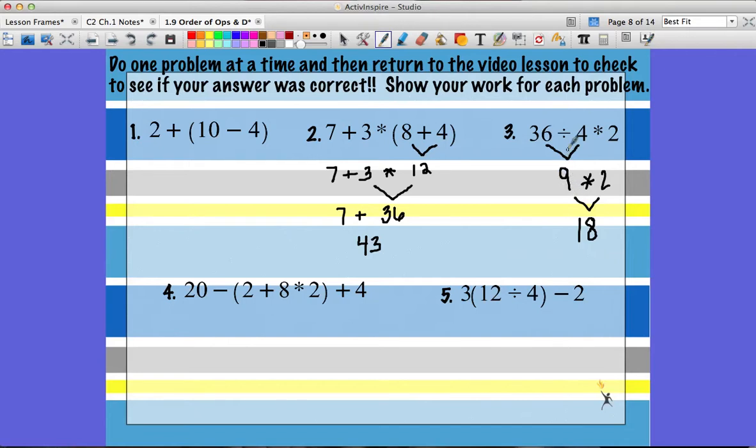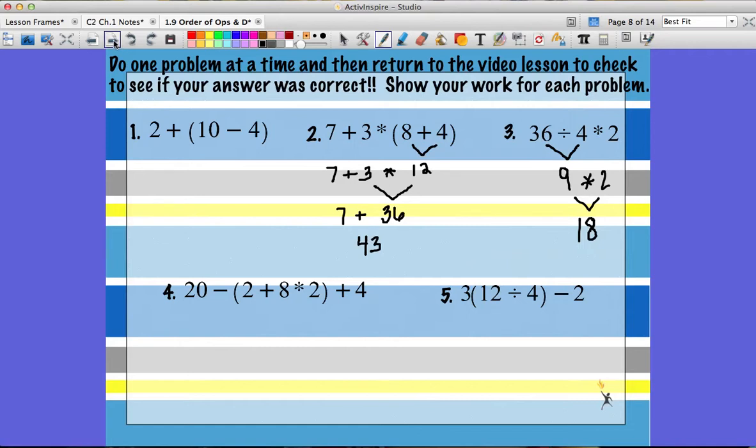All right, for number 3, I know a lot of students make the mistake of doing multiplication first. Remember, multiplication and division are the same step. So if division comes first when we're reading from left to right, which in this case it does, then that is what you have to do first. So you should have done 36 divided by 4, which gives you 9. Bring down the times 2, which gives you 18. A lot of students make a mistake and do 4 times 2 here and end up doing 36 divided by 8, and that is incorrect.